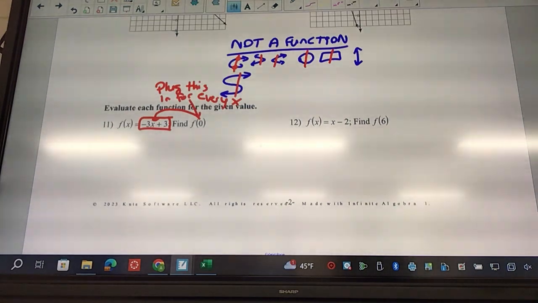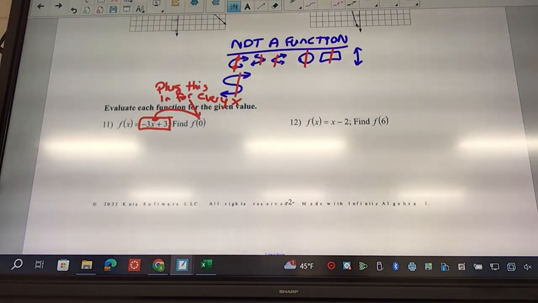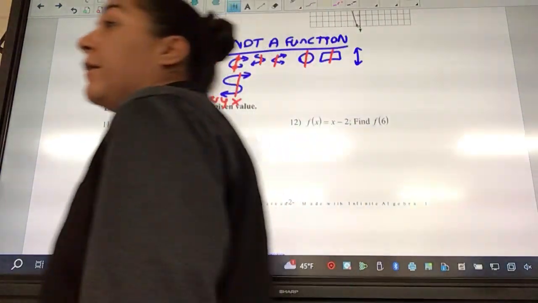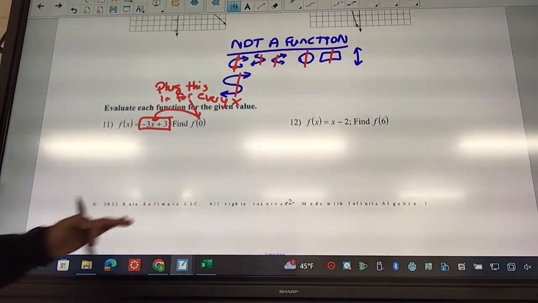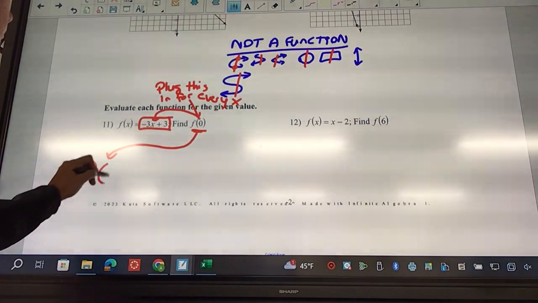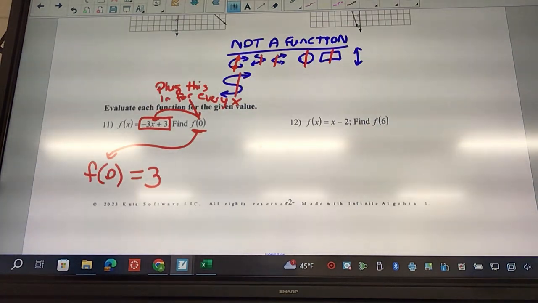So on your calculator, type in -3. Every time you plug in something, you need to use parentheses. We're plugging in what number? 0. Close parenthesis, plus 3. What did you get? 3. So my answer is going to look like this. F of 0, because that's what we plugged in, equals, and we got 3. So we don't just write down 3.